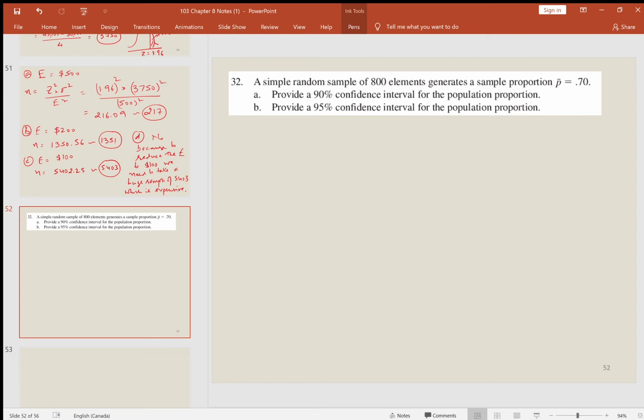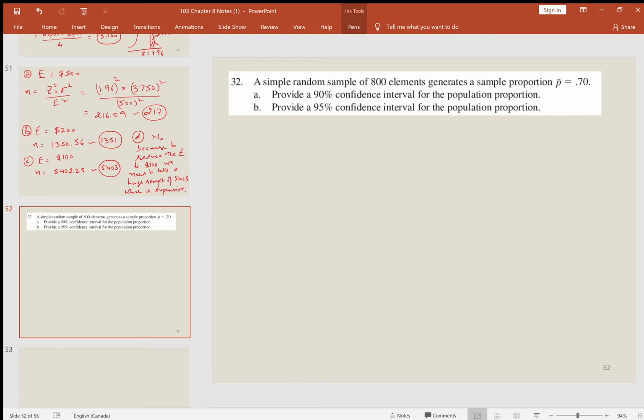Let me just open it on my slide here. Okay, so a simple random sample of 800 elements generates a sample proportion p bar equals 0.70. Part A is provide a 90% confidence interval for the population proportion. Part B is provide a 95% confidence interval for the population proportion.